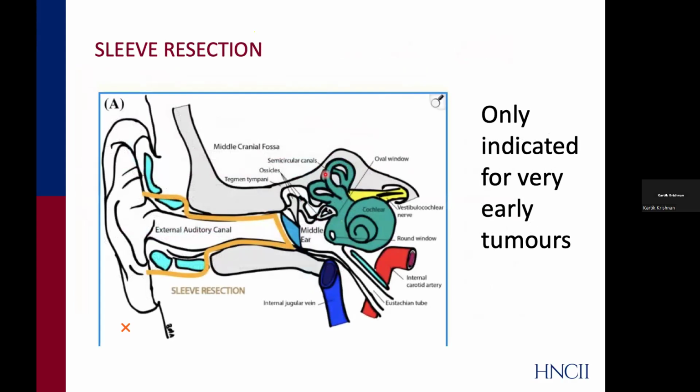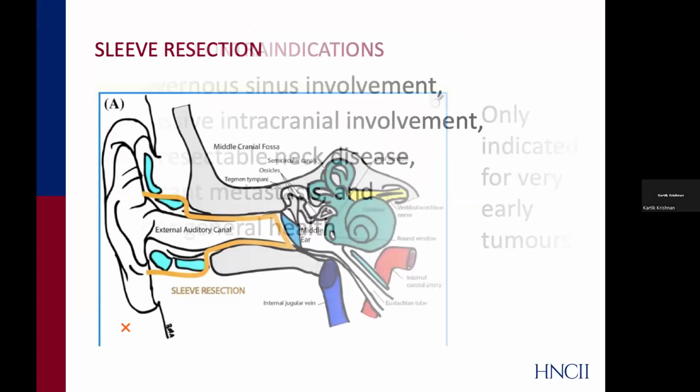Sleeve resection is rarely done nowadays. Only if a patient comes with a very small T1 tumor, which is only in your cartilaginous portion and not going very deep, you might consider doing a sleeve resection, where the complete skin of the EAC is removed along with your cartilaginous part. The bony part is preserved. So this is your sleeve resection.